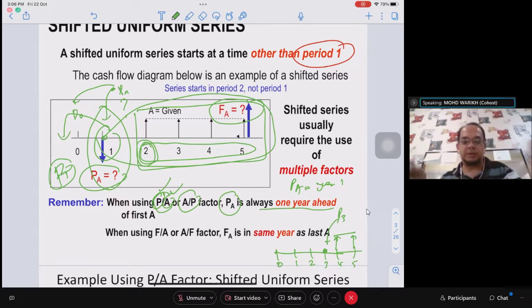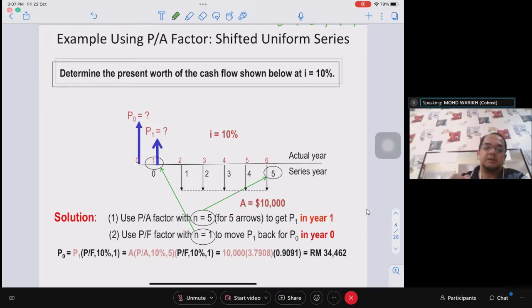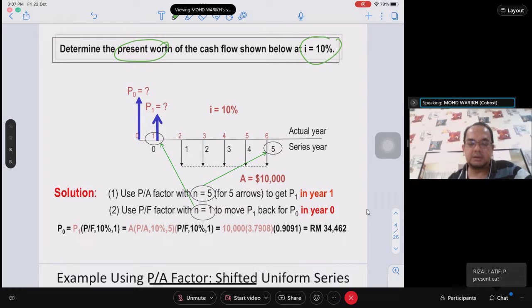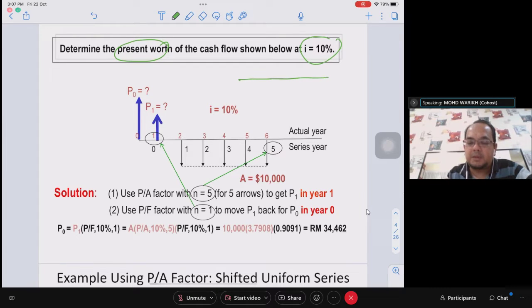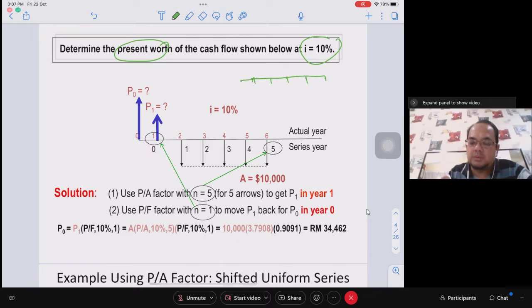So how do we calculate on this question? We go to the example. The example here is: determine the present worth of the cash flow shown below at i = 10%. The keyword here is the present worth. The original cash flow diagram is something like this: 5 years, 3, 4, 5, and from year 2, 3 years.